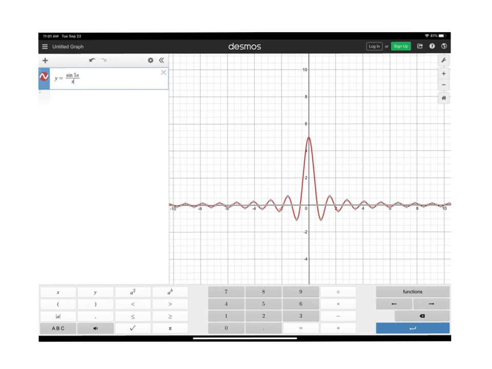For this next problem, we're taking the limit as x approaches 0 of sine of 5x over x. As we're getting closer and closer to 0, from the left side, it appears that we're approaching the value of 5, and from the right side as well. So if we look at the graph, we can see that the limit is 5.